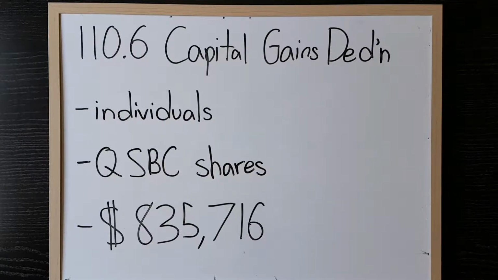There is a lifetime limit to the amount that you can deduct under 110.6, and that is $835,716 in capital gains. So the amount of taxable capital gains that you can deduct is half of that. This limit does change from year to year, so it's worth checking with your professor or someone who has an updated tax act what the amount is.